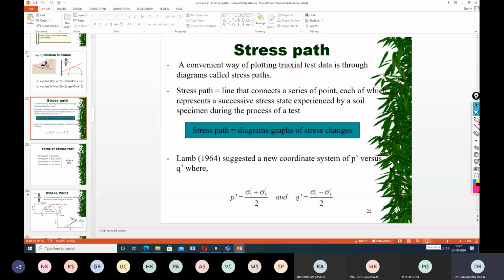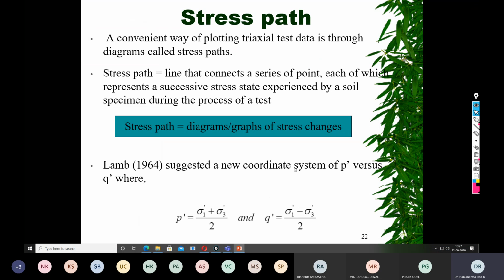So I hope at least I could give you a small knowledge about the triaxial testing, and I hope it is much better than your undergraduate level. Another component of the triaxial testing is the stress path. This is one of the convenient ways of delineating the information from the triaxial testing.